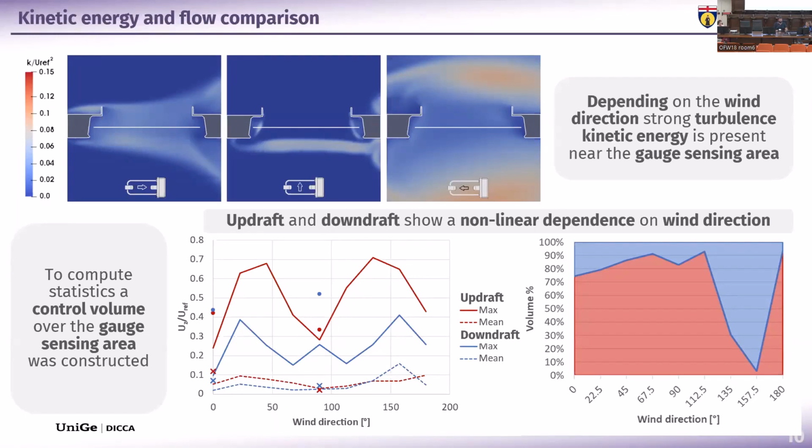The continuous lines represent the URANS results, while dots represent the results from the LES simulation. Here we see that in terms of mean value, the two are quite close. However, some differences are present in terms of maximum values, especially in the case of the downdraft. On the right-hand side, instead, the percentage volume of updraft and downdraft is presented. Red represents the updraft condition, while blue represents the downdraft condition, and for most wind directions, updraft is actually the prevalent factor in the field. However, in some conditions, it could be overshadowed by downdraft, which can be almost complete in the case of 157 degrees.